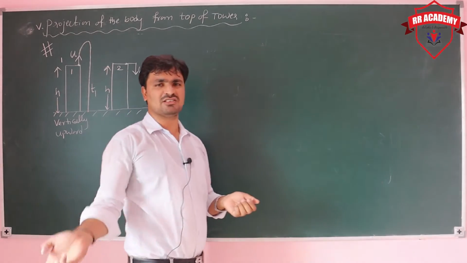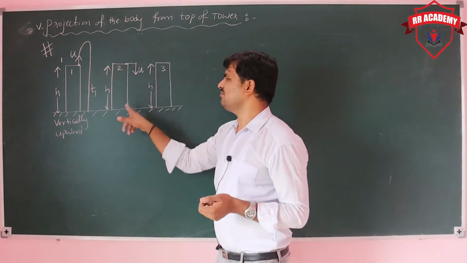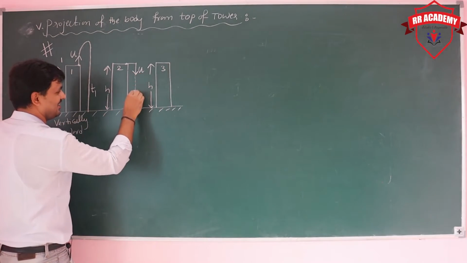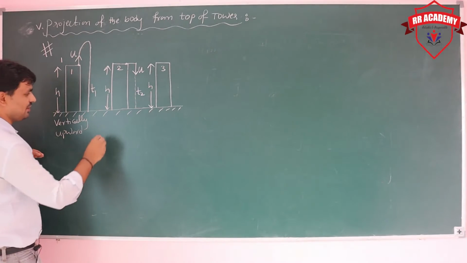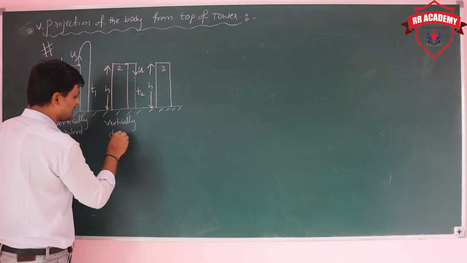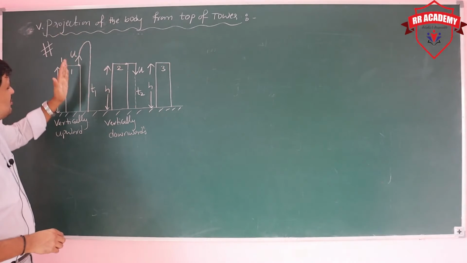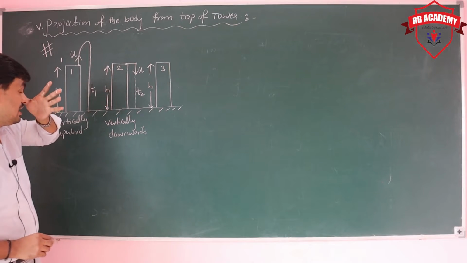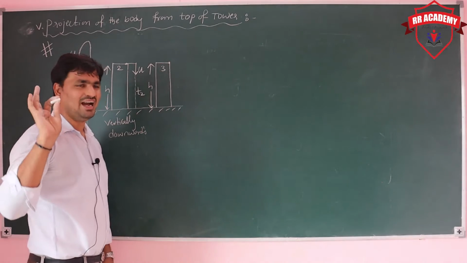With U velocity, we are projecting upwards. With the same velocity, we are projecting downwards, from the same tower. Now the time taken is t2 seconds. See here, this is vertically upwards and this is vertically downwards. Here we are projecting vertically upwards, means the body is going like this and then coming. Here it comes directly.